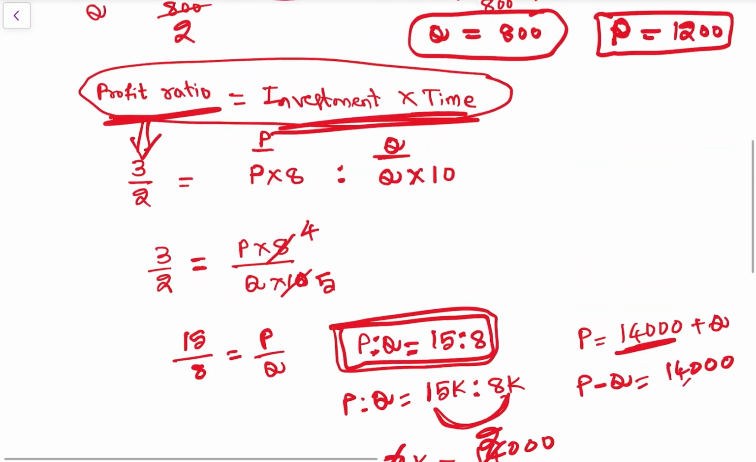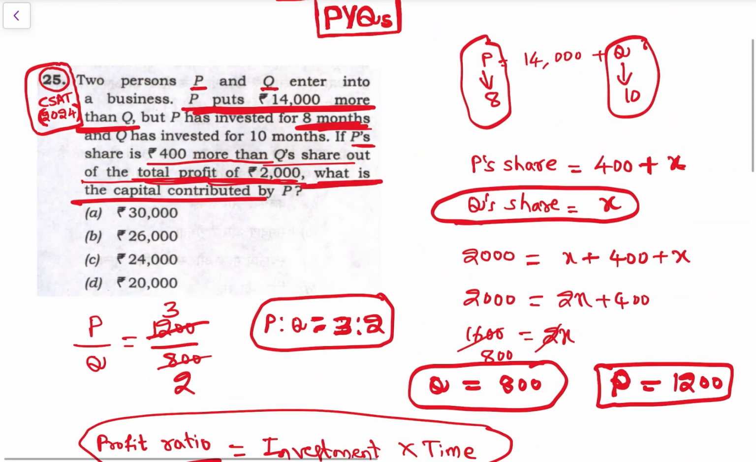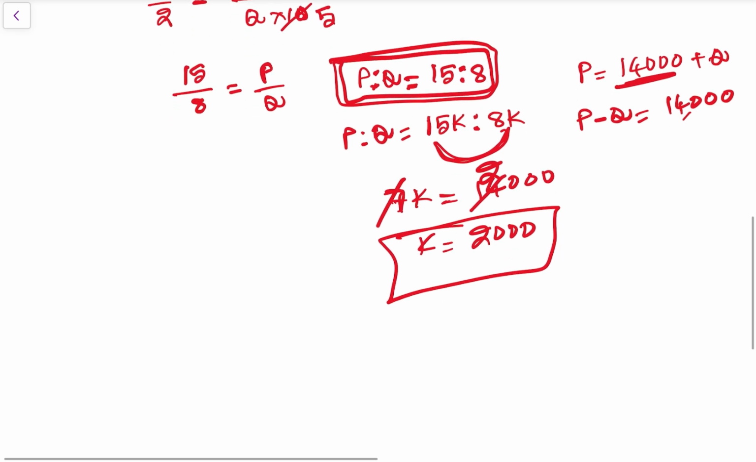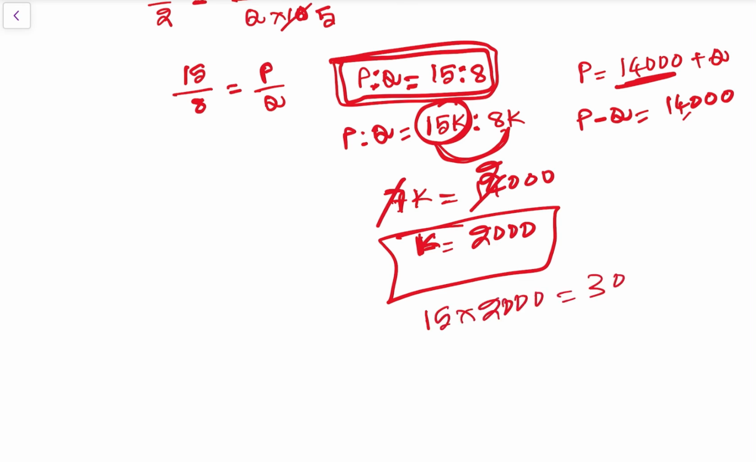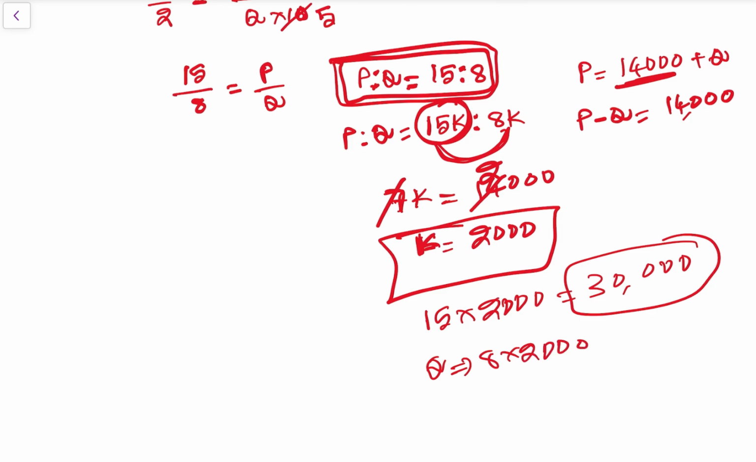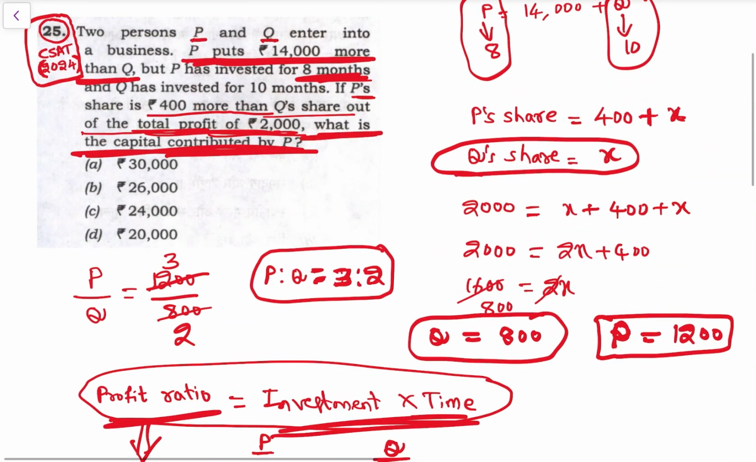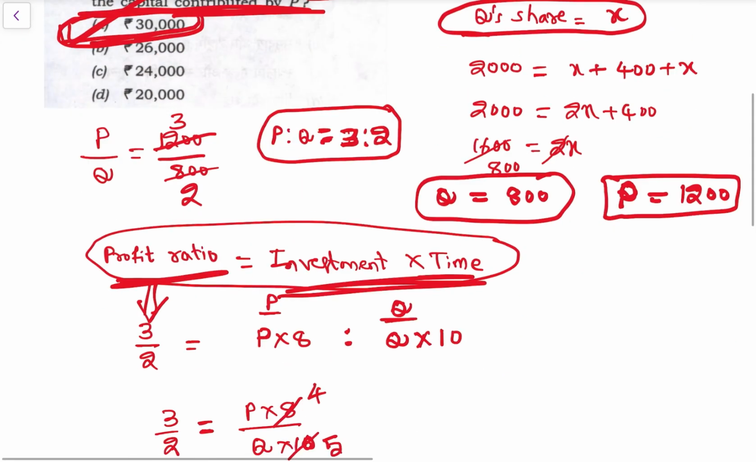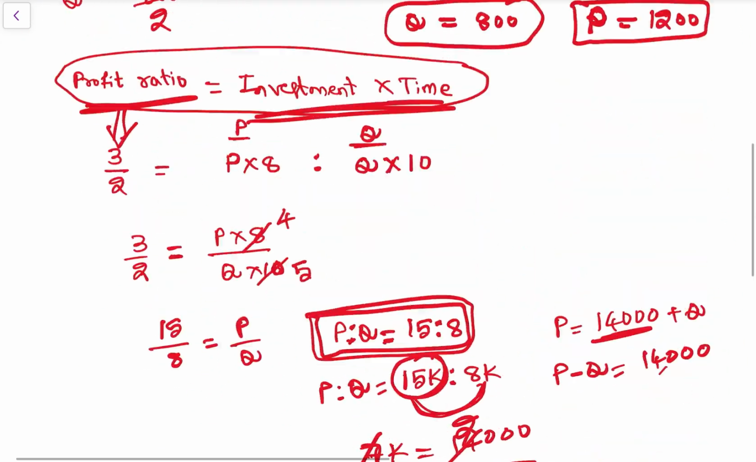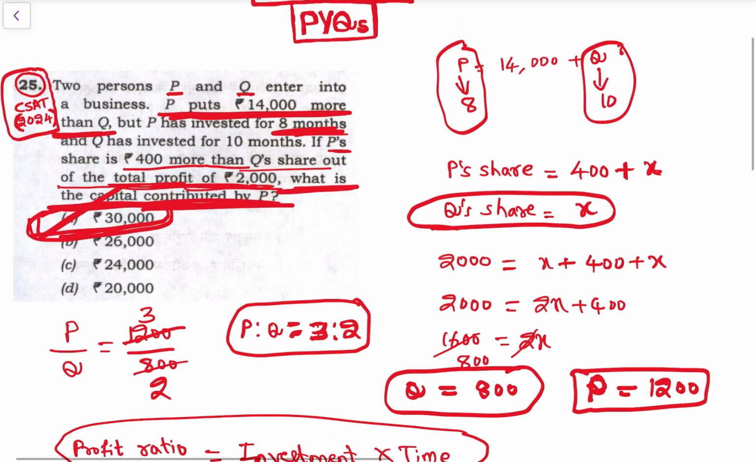Now the question is, what is the capital contributed by P? K came out to 2,000. So the capital contributed by P is 15K, so 15 into 2,000, that is 30,000. So 30,000 is the capital contributed by P. If the question had asked for the capital contributed by Q, that would be 8 into 2,000, that is 16,000. But the question asks for P, so the capital contributed by P is 30,000. P contributed 30,000 and Q contributed 16,000, and the profit shares also follow from this. So this is the question.